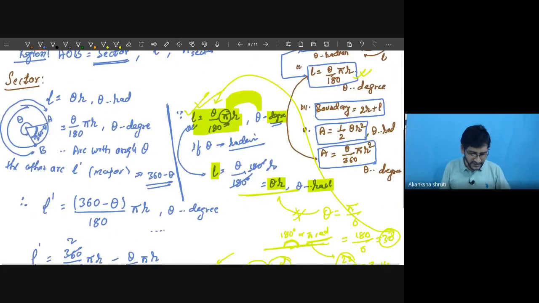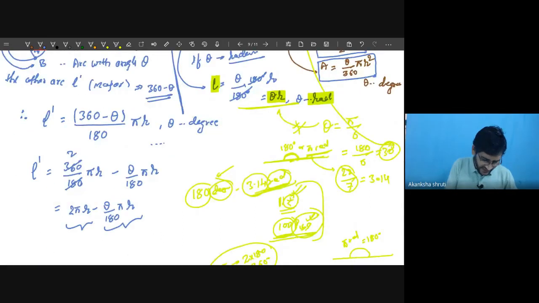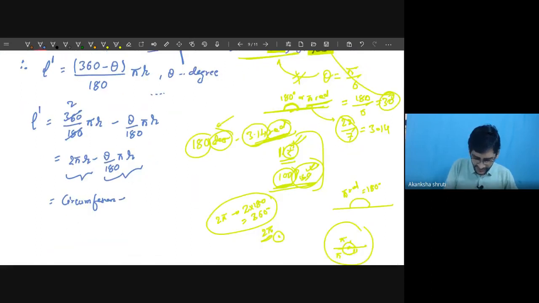So the concept is the same, whether we are considering the angle or calculating the minor arc length, then take the total circumference and take the difference. Therefore, this other arc length L dash can be calculated as the circumference length minus one of the arc lengths, or the calculated arc length. This L dash is our other arc length, the remaining arc length.